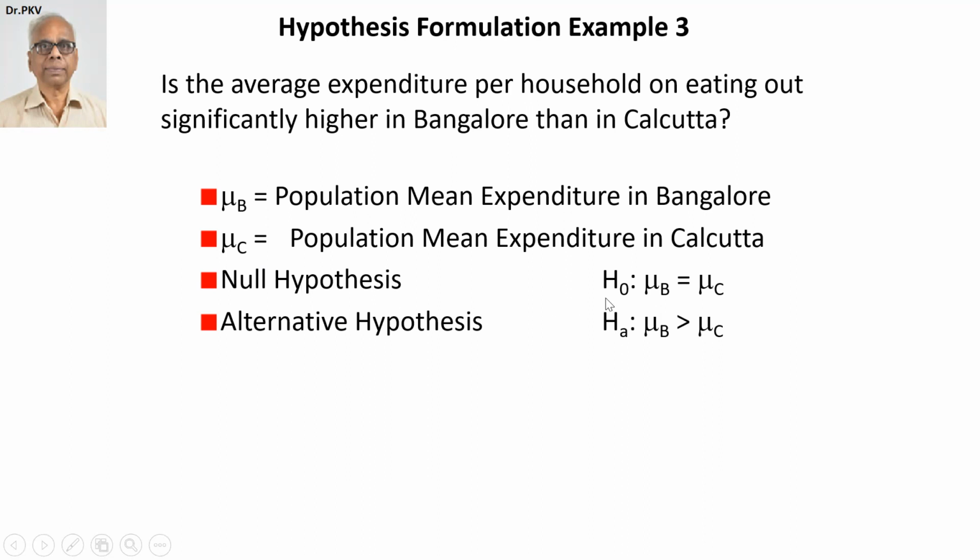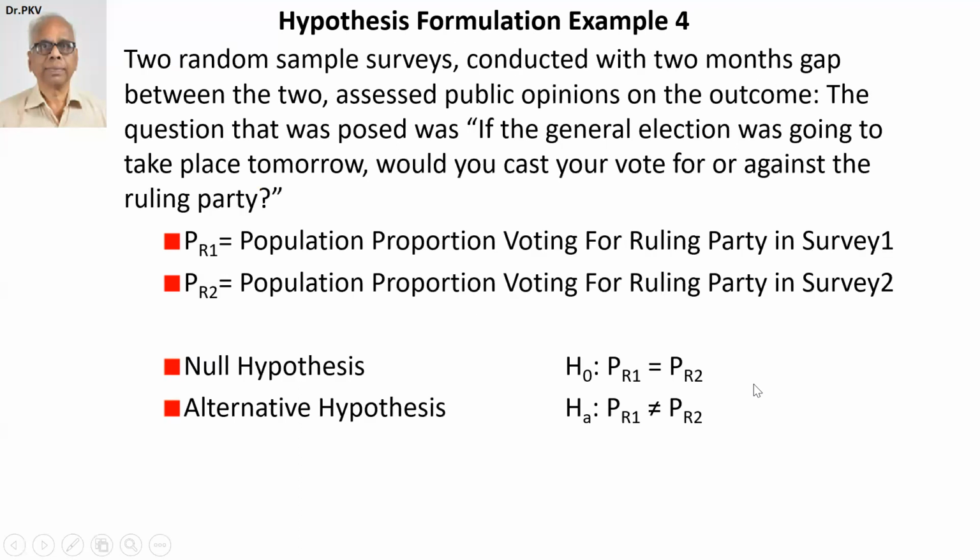Null hypothesis H naught, status quo mu B is equal to mu C. There is no difference. Alternative hypothesis, Bangalore is higher than Calcutta, mu B greater than mu C. This is example 3. This is called the bivariate analysis. The first one is the univariate. Here we are comparing two populations. So there are two parameters, mu B and mu C, representing Bangalore and Calcutta. Let's look at example 4.